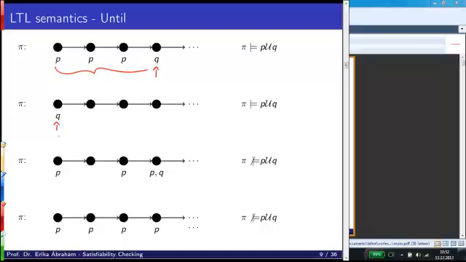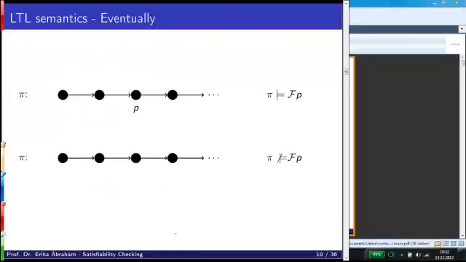That means the formula is also satisfied if Q holds immediately in the first state, independently of whether P holds there or not. And it is not satisfied if Q becomes valid at some point, but before that P gets invalid, so P gets invalid before Q gets valid, or if P holds all the time, this is the last example, but Q never gets valid. So in these two cases, the until formula is violated.